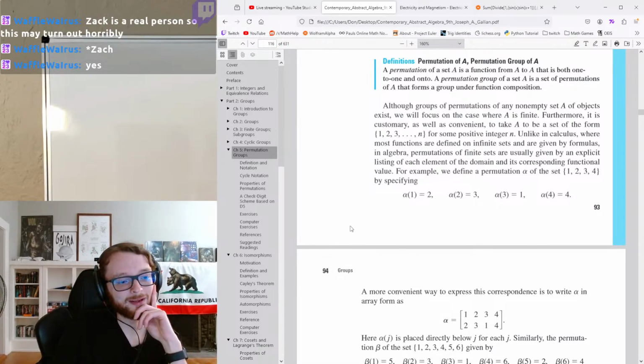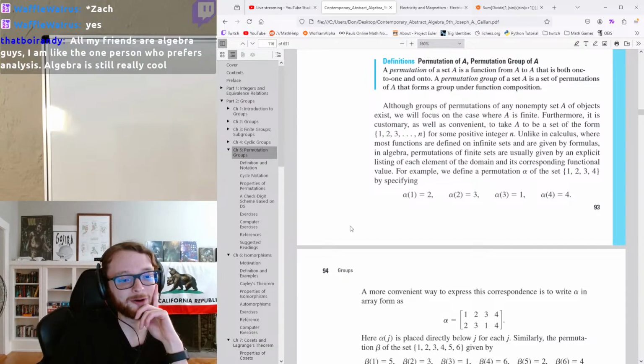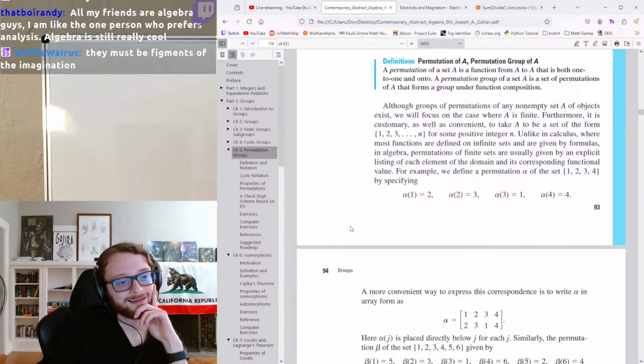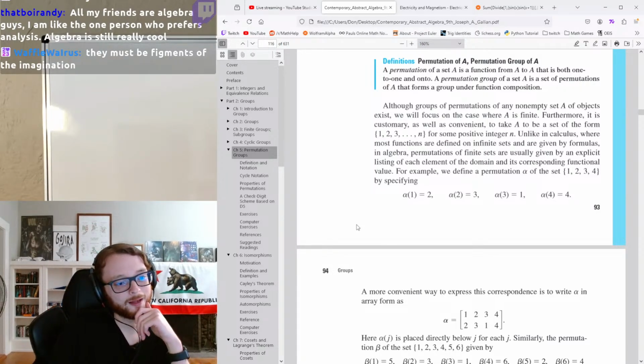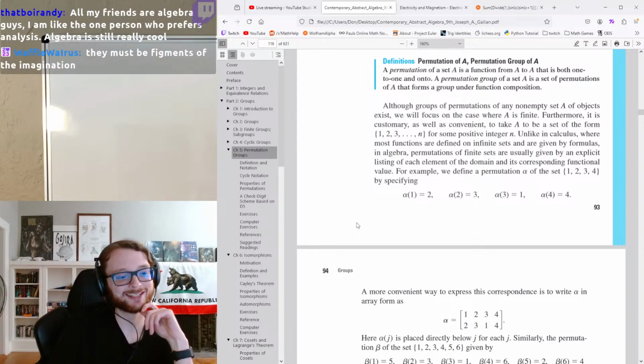My friends are algebra guys. I'm like the one person who prefers analysis. Oh, really? Well, I'd say the person I was just in Discord with, each of the 2i Pi, who's in that list, or also Zach, who we're talking about now. He's a PhD student studying analysis. They must be figments of the imagination.